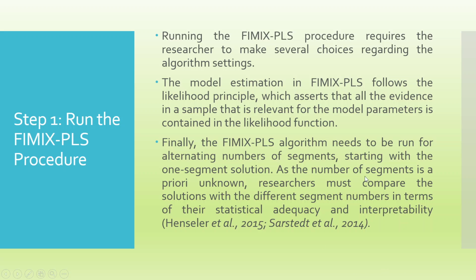So, as the number of segments is a priori unknown, the researcher is not aware because it is an unobserved characteristic. If it was an observable characteristic, nothing to worry. We will say male, female, two groups. Large-scale industry, small-scale industry, medium-scale industry, three groups. But here the researcher is completely unaware. So the researcher must compare the solutions with different segment numbers in terms of their statistical adequacy and interpretability, according to Hensler 2014 and Sarstedt 2014.